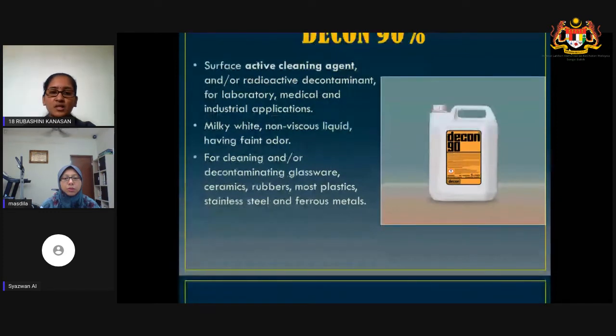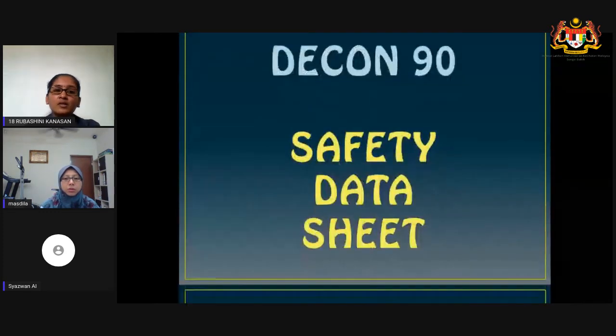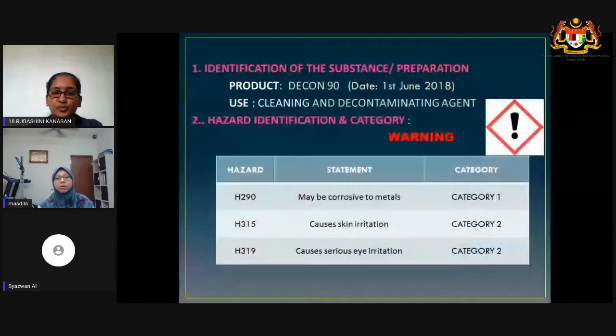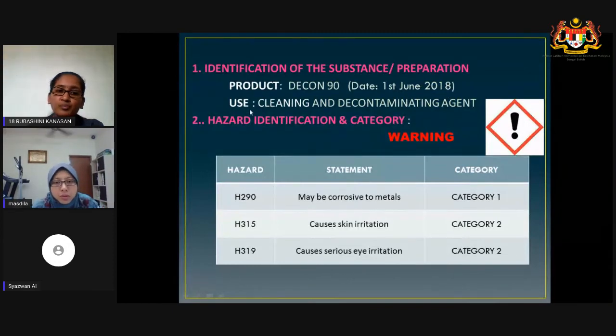Okay, for the STS of Decon 90, the identification of the substance or preparation is Decon 90, and this STS was updated on 1st June 2018. The purpose of usage of Decon 90 is as a cleaning and decontaminating agent. Hazard identification, the pictogram is warning. Hazard H290, may be corrosive to metals, category 1. H315, causes skin irritation, category 2. H319, causes serious eye irritation, category 2.